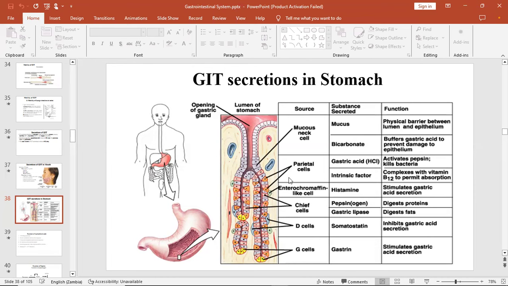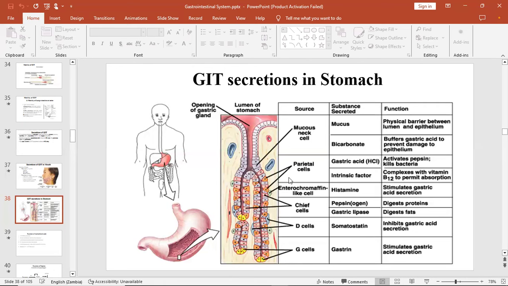Then when you go to what we call the enterochromaffin-like cells, these cells belong to what we call the enteroendocrine system. So these are responsible for the endocrine effect. It produces a chemical known as histamine. Okay? This histamine, what's the function of histamine in the GIT? It stimulates gastric acid secretion. It promotes the production of a lot of hydrochloric acid.